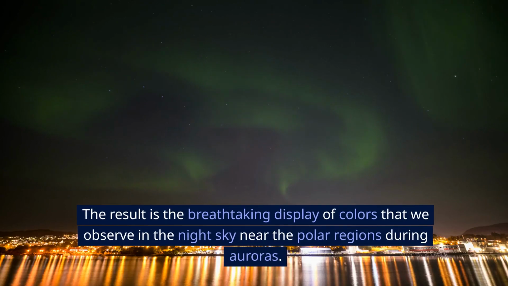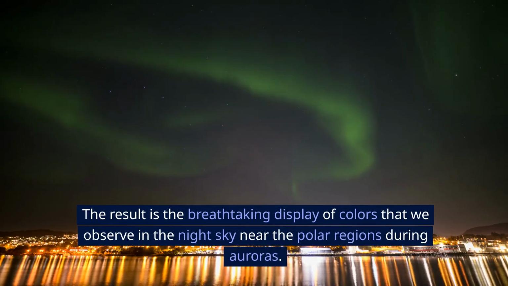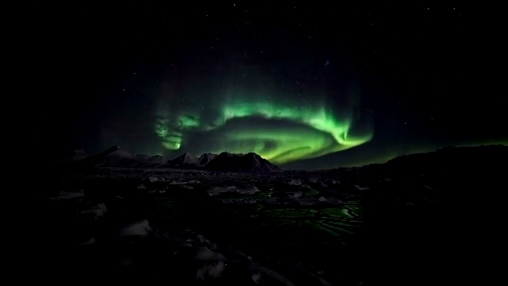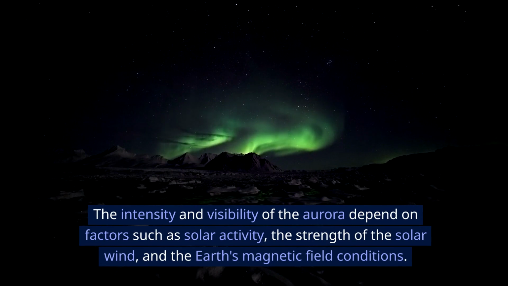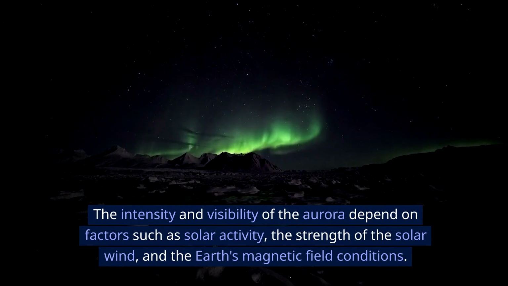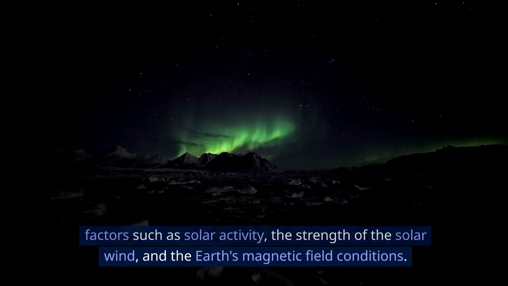The result is the breathtaking display of colors that we observe in the night sky near the polar regions during auroras. The intensity and visibility of the aurora depend on factors such as solar activity, the strength of the solar wind, and the Earth's magnetic field conditions.